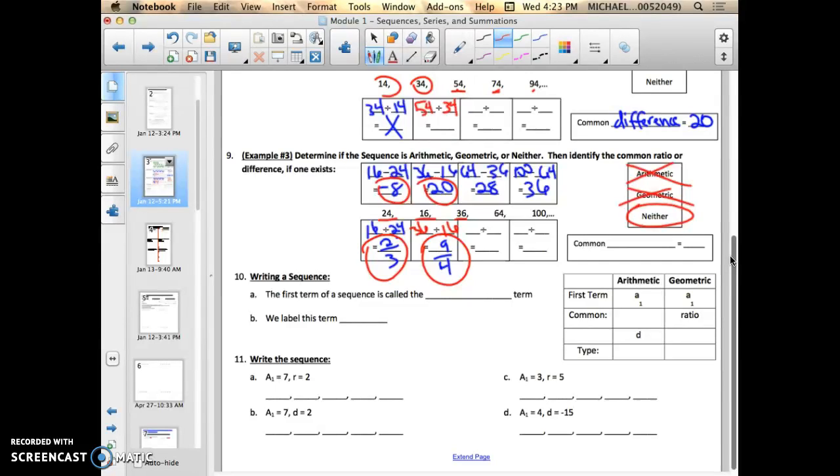If you didn't get number 8 and number 9 correct the same way that I had it, please raise your hand so I can come talk to you about it. All right, let's move on to writing a sequence.